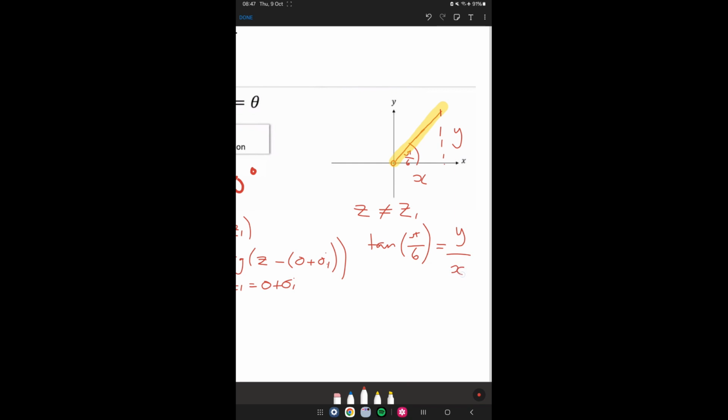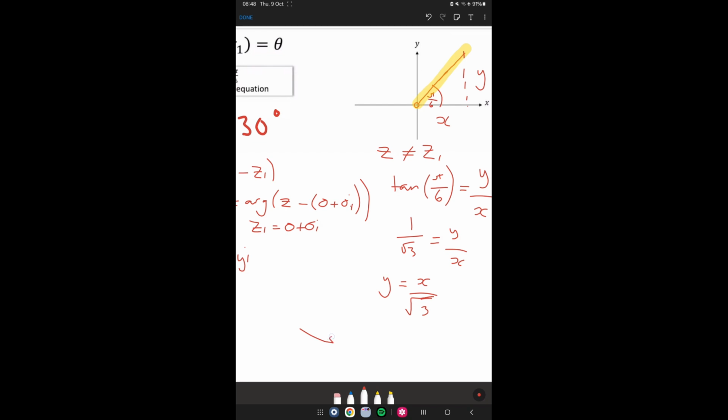So tan of pi over 6, if you evaluate what that is, that's going to be 1 over root 3. So that is 1 over root 3 is equal to y over x. So then just multiply the x across, we end up with y is equal to x over root 3. So that is one way in which you can do that question.